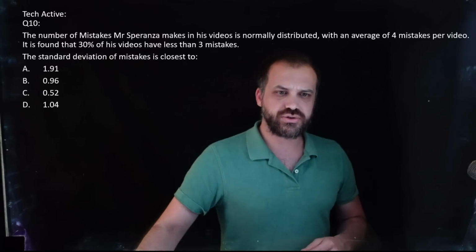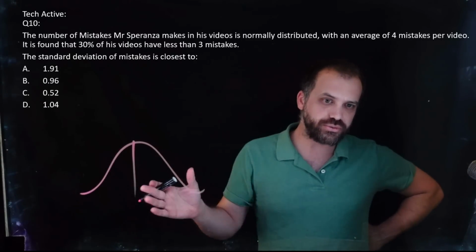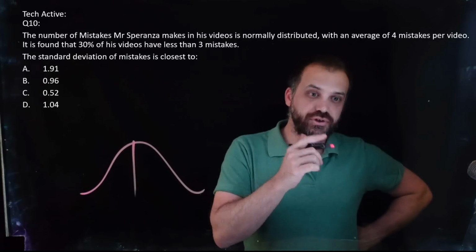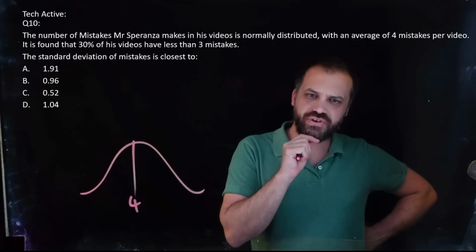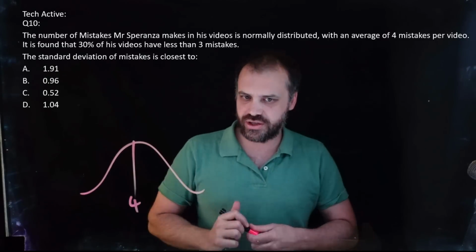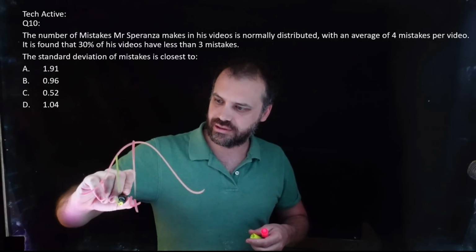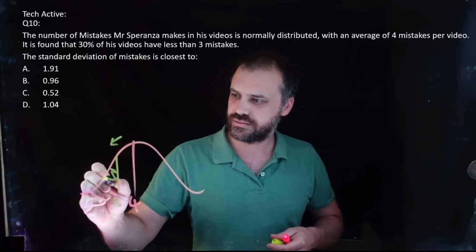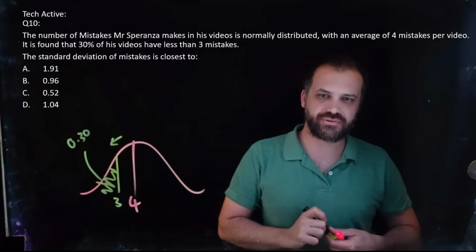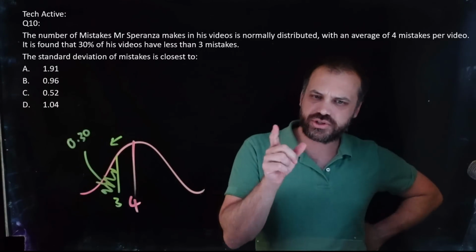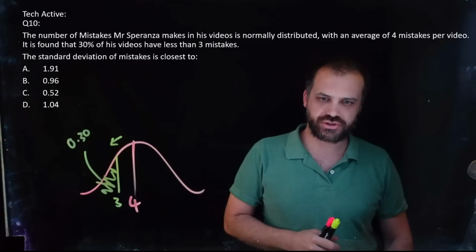Okay, so it says normally distributed. So the first thing I do when I see normally distributed is draw a normal distribution. With an average of 4 mistakes per video, that's the middle, average 4. It is found that 30% of his videos have less than 3 mistakes. So less than 3. The area under the curve there is 0.3. And then the question is, what is the standard deviation closest to?